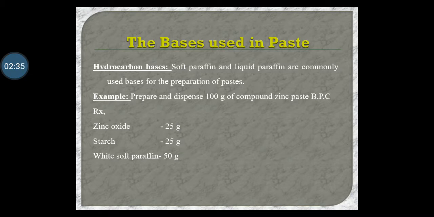Mix the required weight of powder in a warm mortar. Add a small amount of melted base with continuous trituration until a smooth paste is obtained. Add the remaining part of the base and mix until a cold and uniform paste is obtained. The directions for use are: spread the paste on white lint and apply to the affected area. This is the simple method of preparation of the paste.